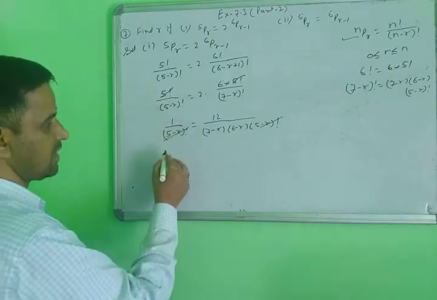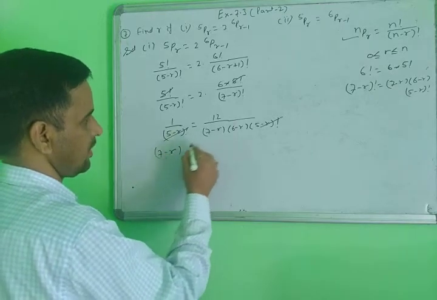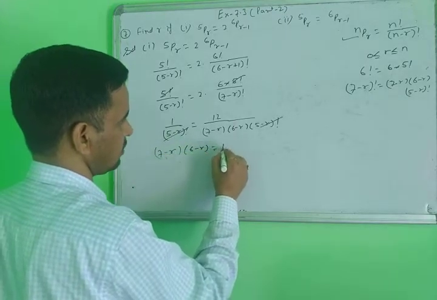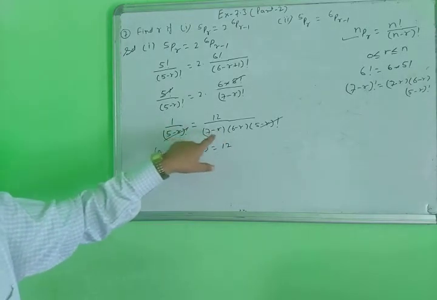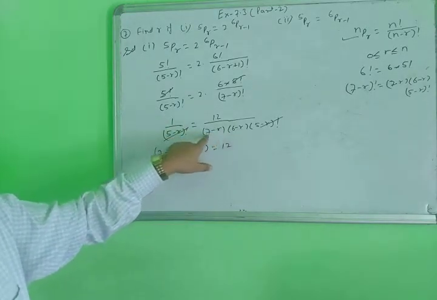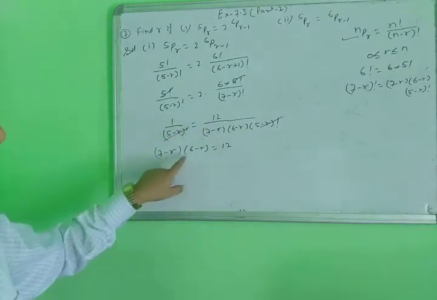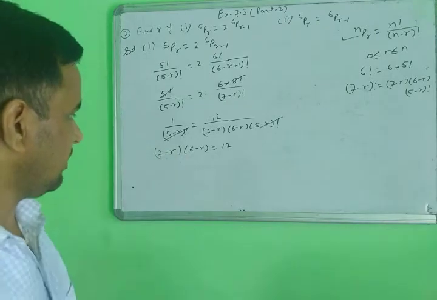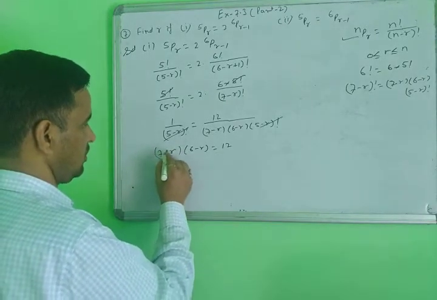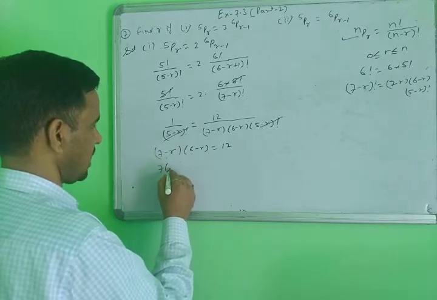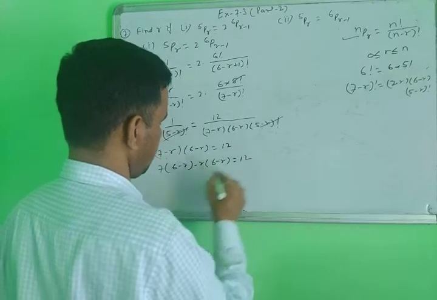Then you cross multiply here, 7 minus r, 6 minus r equal to 12. You will cross multiply this portion only, the left side, and 12 is left here. After that you will multiply here. So 7 6s are 42, and 7 minus r times 6 minus r equal to 12.